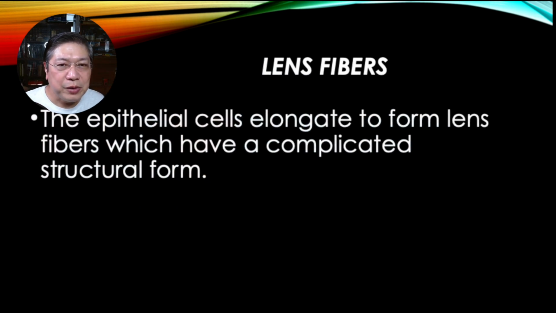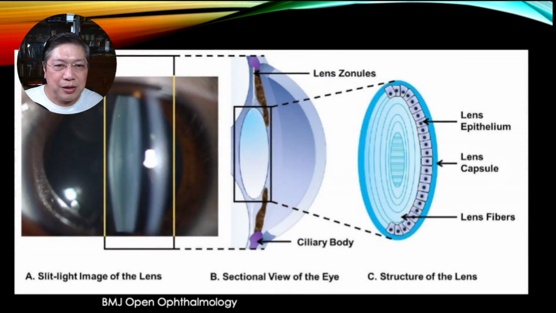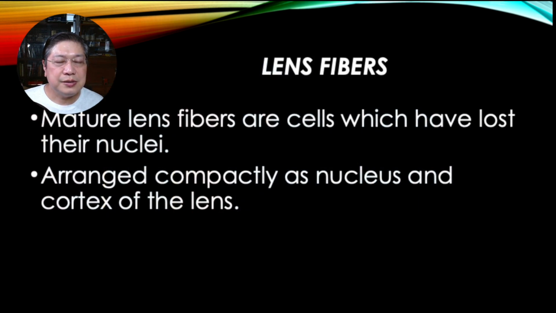The lens fibers are what happens to the anterior epithelium when they reach the equator. They start to elongate, they become lens fibers, and are laid up on top of each other. Now, it's very organized, very similar to the trunks of a tree, those rings that you see in a tree, or onions. The ones at the center are the oldest, the ones at the outermost are the youngest. And they are arranged very uniformly, and they're compacted very well.